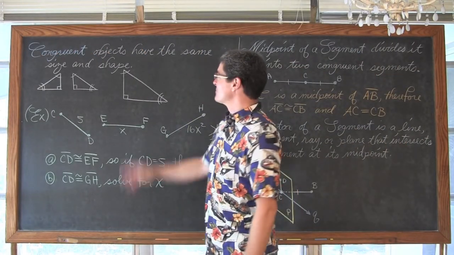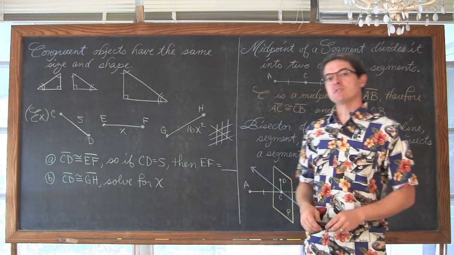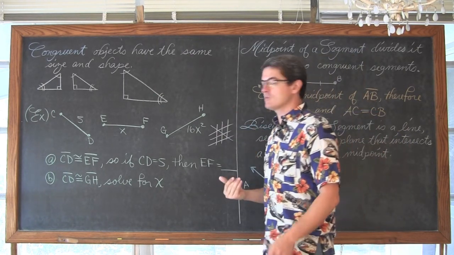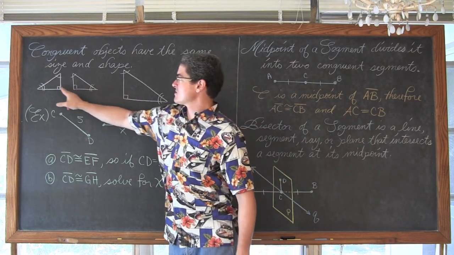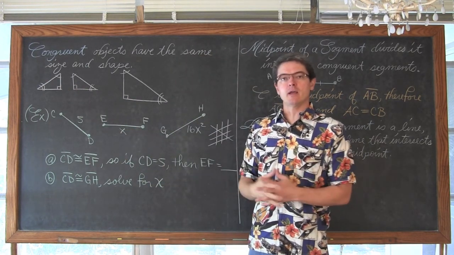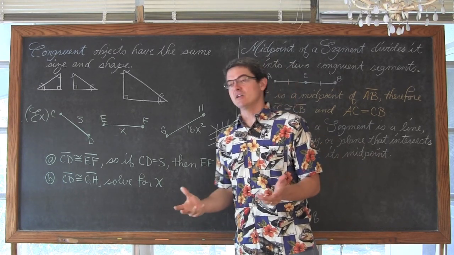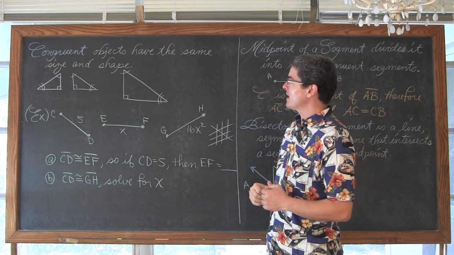Alright, last page of notes. Congruent objects have the same shape and size. So I've drawn 3 diagrams up here. They're all right triangles, as indicated by this little square in the corner, that's a 90-degree angle. It's a definition that's going to be coming up in the next set of notes, but hopefully you've heard that before.